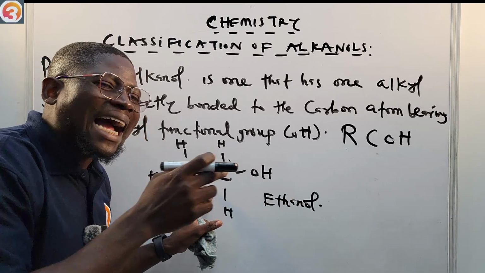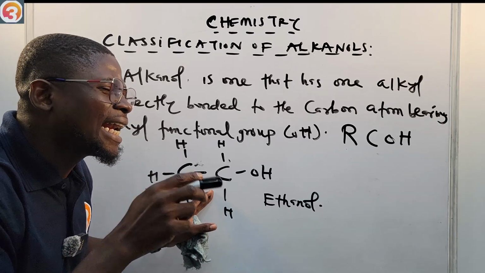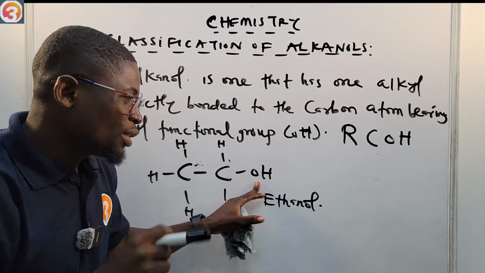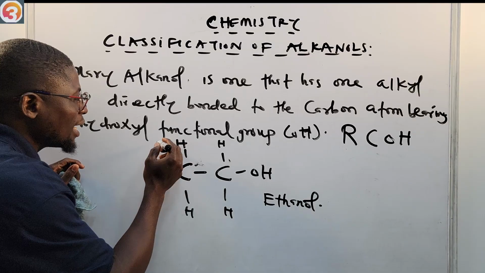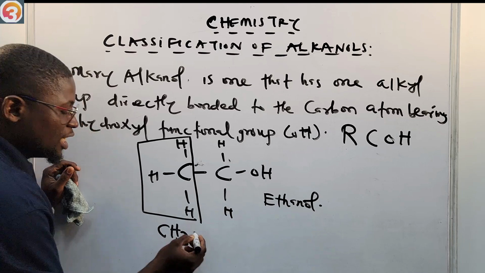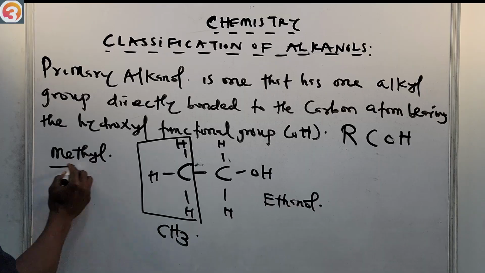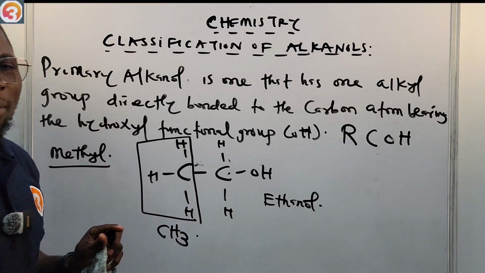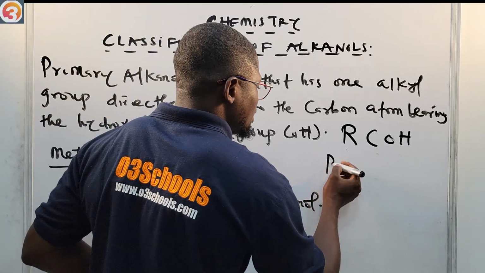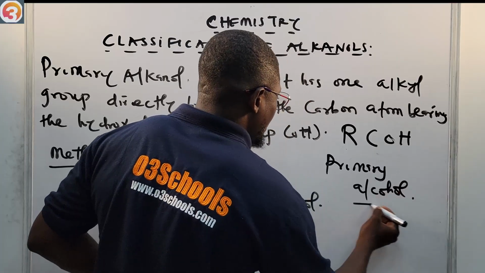Now, how many alkyl groups? You ask yourself the question: how many alkyl groups are directly bonded to this carbon atom that is carrying the OH? You will see that there's only one alkyl group, which is this CH3, the methyl group, bonded to the carbon atom bearing this OH group. For that singular reason, ethanol is a primary alcohol.